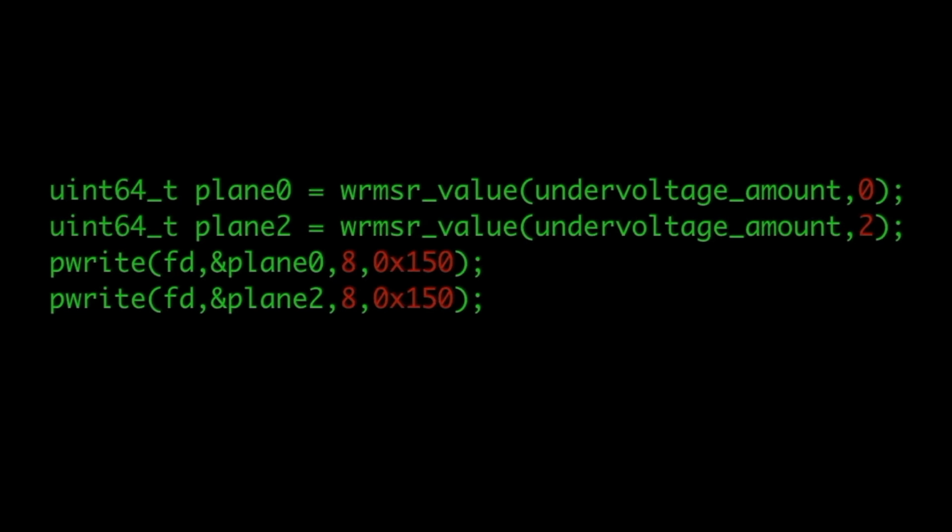You only need to write to one of the CPUs because they all share the same voltage. You'll notice that we're writing to 2 planes, plane 0 and plane 2. That's the CPU core and also the cache. You need to write to both of them because the MSR will take the higher of the 2.